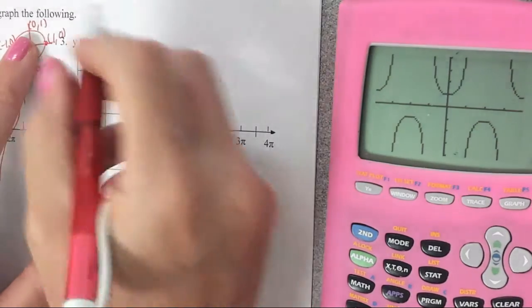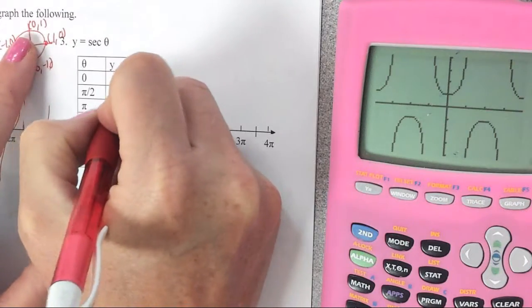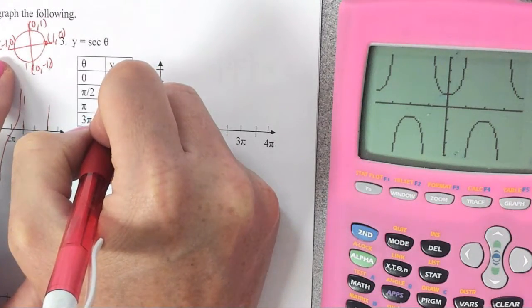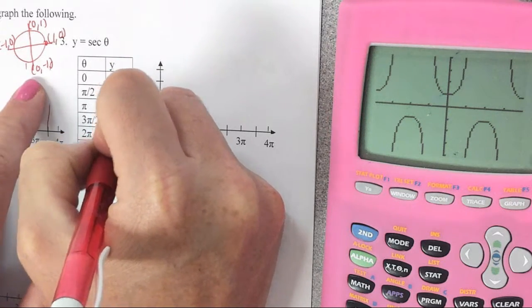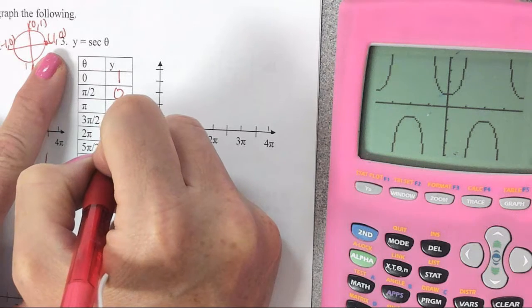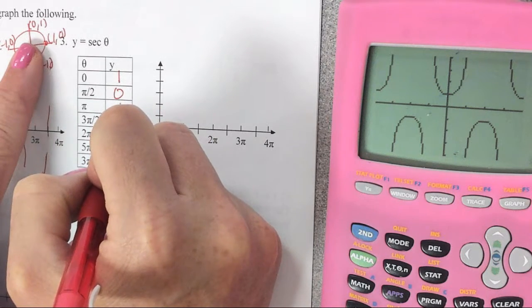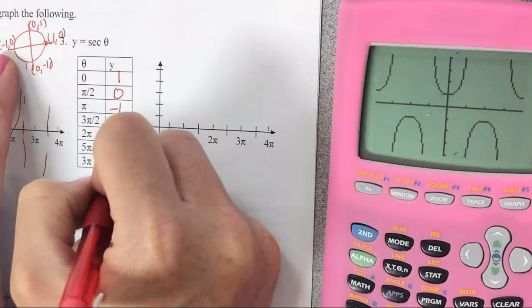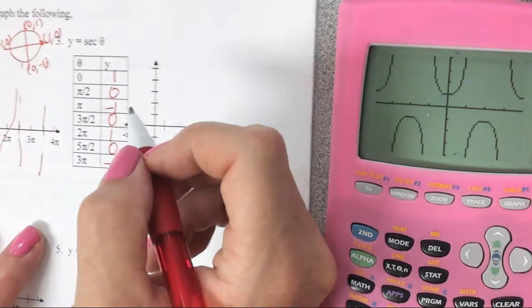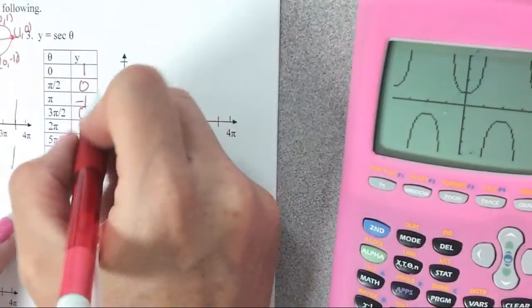1. Pi over 2, what's our cosine? What about pi? 3 pi over 2? 2 pi? 5 pi over 2? 0 again, and 3 pi is right here, negative 1. Alright, so these are our points. We can go ahead and plot those if we want.